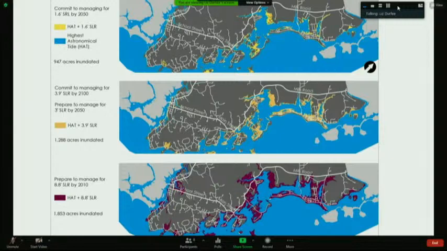And you can see the acres inundated, based on just calculating off of these projections, essentially double from the lowest level of management by 2050 to managing for a higher level by 2100.